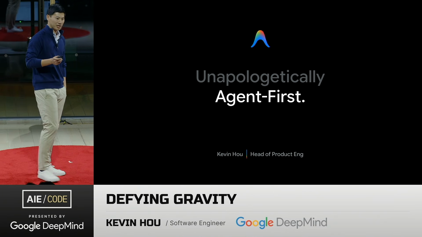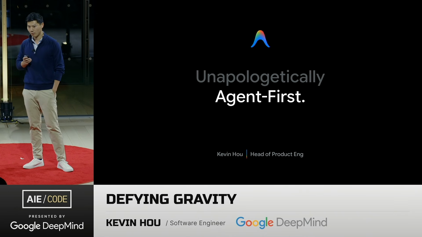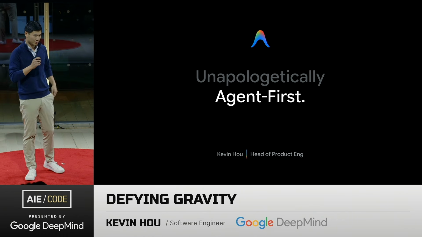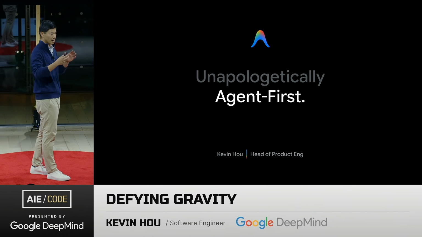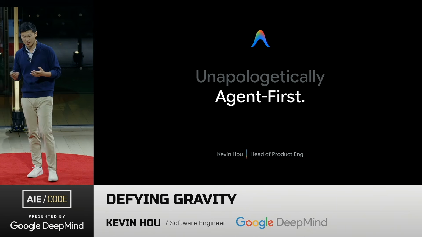Antigravity is unapologetically agent first. And today I'm going to tell you a little bit about what that means and how it manifests in the product. But perhaps a little bit more interestingly, we're going to talk about how we got here: product principles, direction of the industry, these sorts of things.